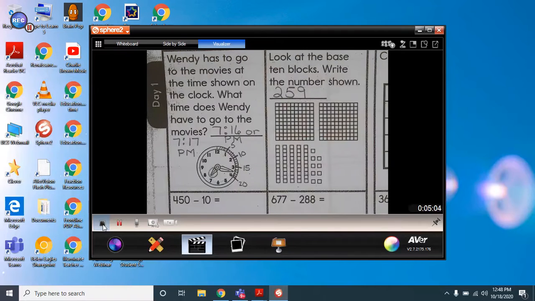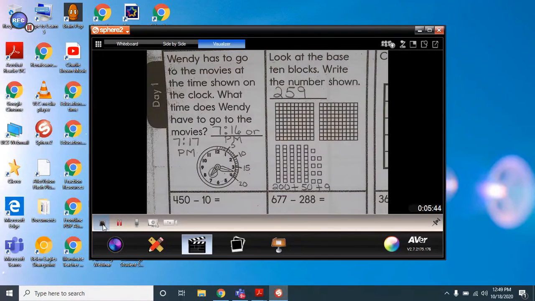Now, if I were going to use this number and write it, let's review what expanded form is. I would take each digit and write it as its own number using addition and its value. So the 2 has a value of 200. The 5 has a value of 50, which we see here in our base 10 blocks. And the 9 has a value of 9 in our ones place. So that's expanded form. If we were to write it out as words, we would write 259 in word form.